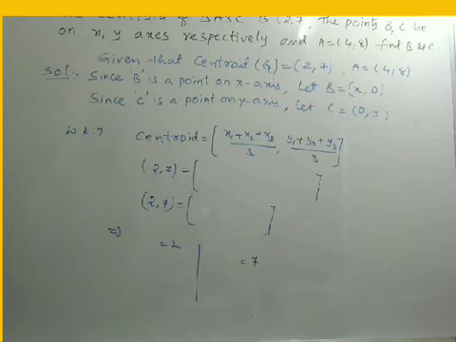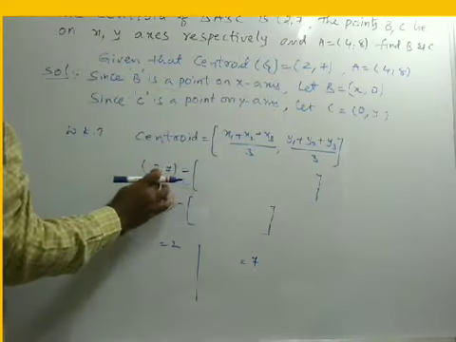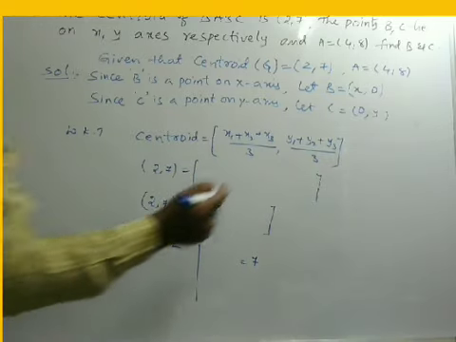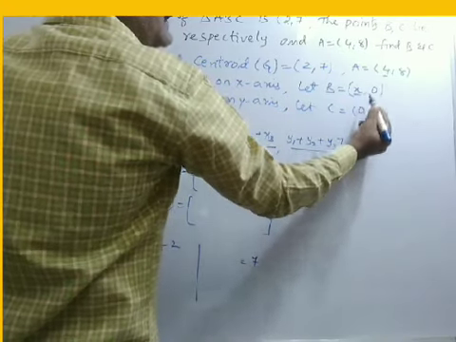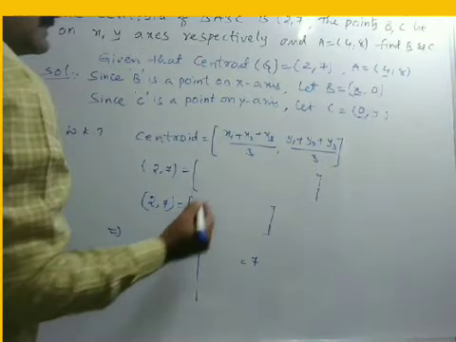As usual, the formula for centroid is (x1 plus x2 plus x3) by 3, comma, (y1 plus y2 plus y3) by 3. The centroid is already provided, same as in the last problem, that is (2, 7). Now, let us see what x1, x2, x3 are. x1 is 4, x2 is x, and x3 is nothing but 0. I mean only the x coordinates.